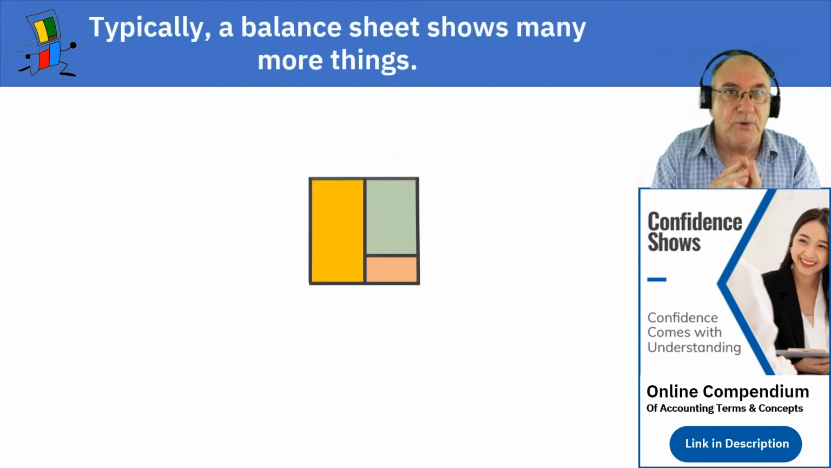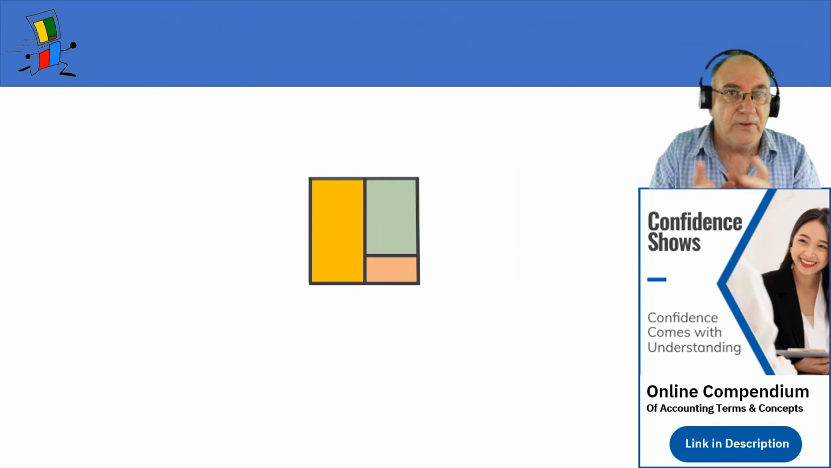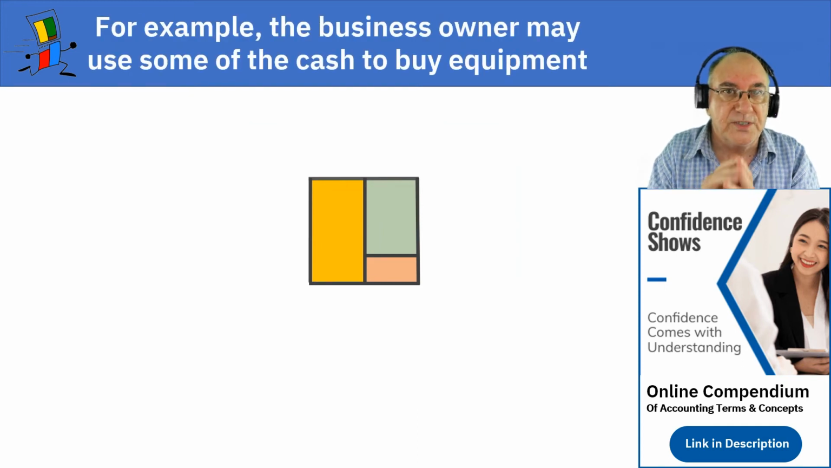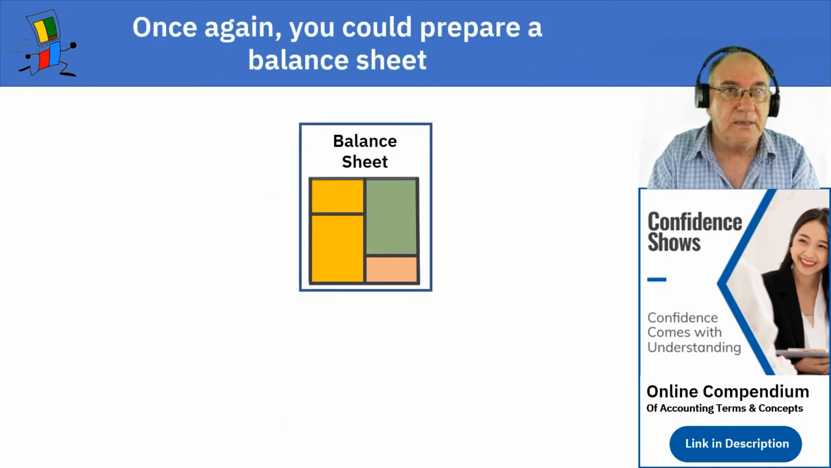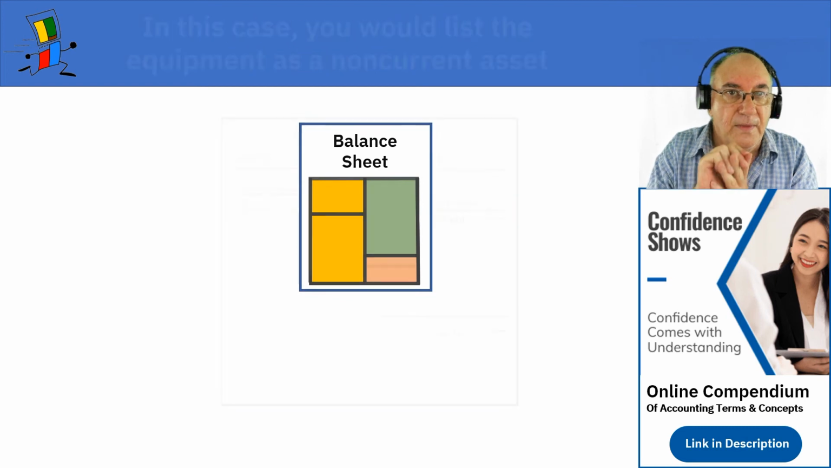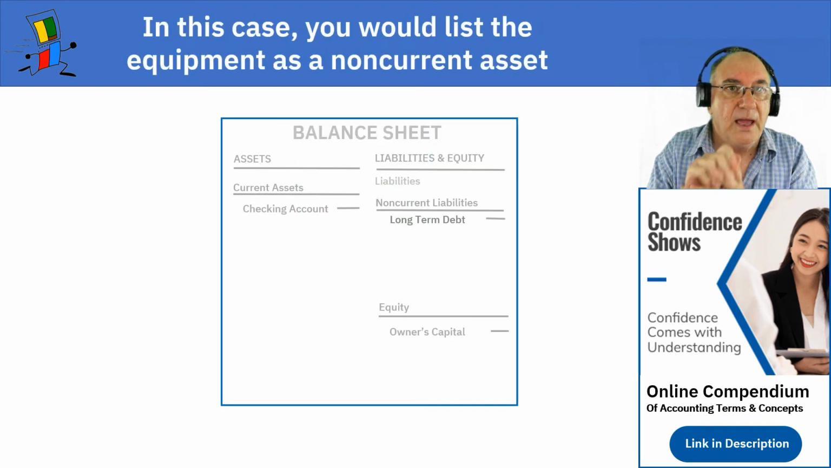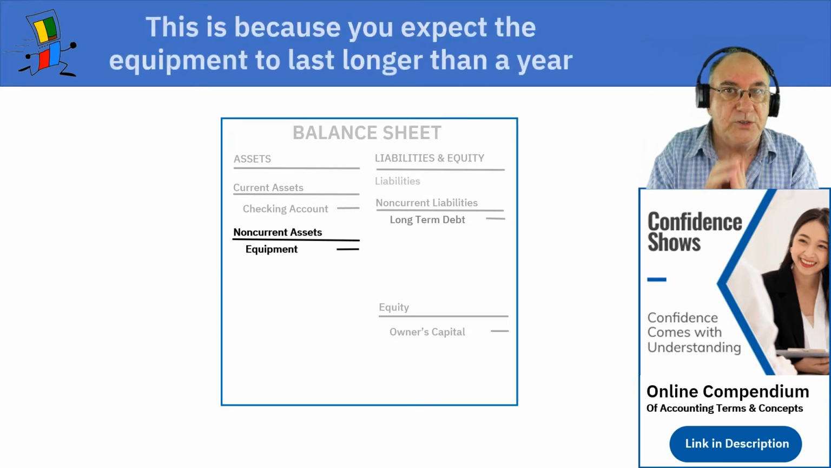Typically, a balance sheet will show many things. For example, the business owner may use some of this cash to buy equipment. Once again, you could prepare a balance sheet. In this case, you will list the equipment as a non-current asset. This is because you expect the equipment to last longer than a year.